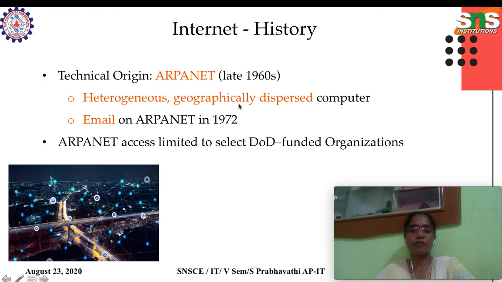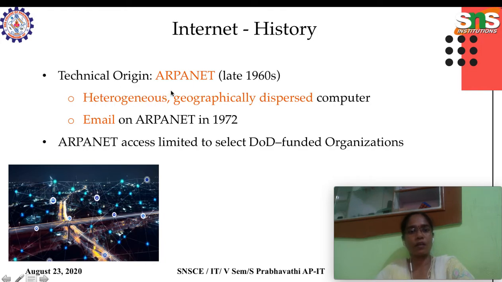So it means in different locations, and also in the heterogeneous system. Heterogeneous system means computers which have their own configuration. One computer is different from the other in the sense of operating system, hardware, everything. Okay, so that is said to be heterogeneous.